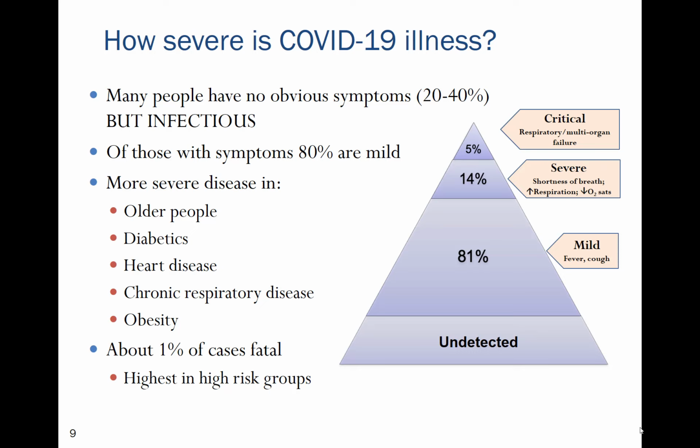More severe disease occurs in older people, diabetics, patients with heart disease, patients with chronic respiratory disease, and most importantly, obesity. About 1% of infections are fatal, and these are usually in the high-risk group. However, this doesn't mean that patients who do not fit this category don't die. We know recently a 28-year-old healthy physician died from COVID. So this is a ruthless disease and no one is spared. On the right you can see the pyramid of mild, severe, and critical illness.